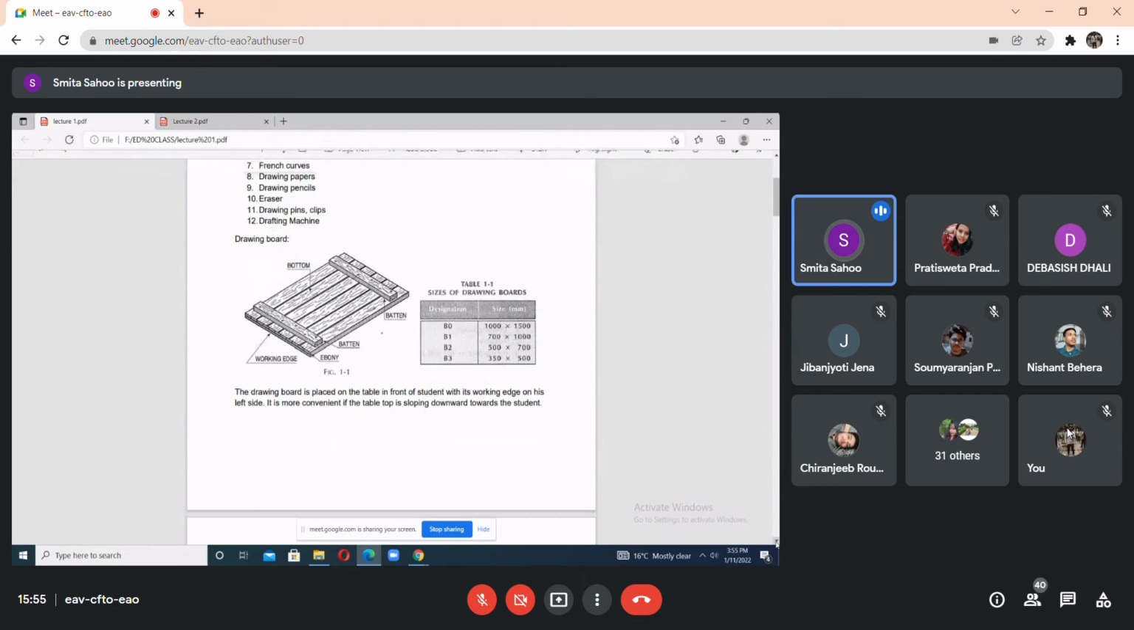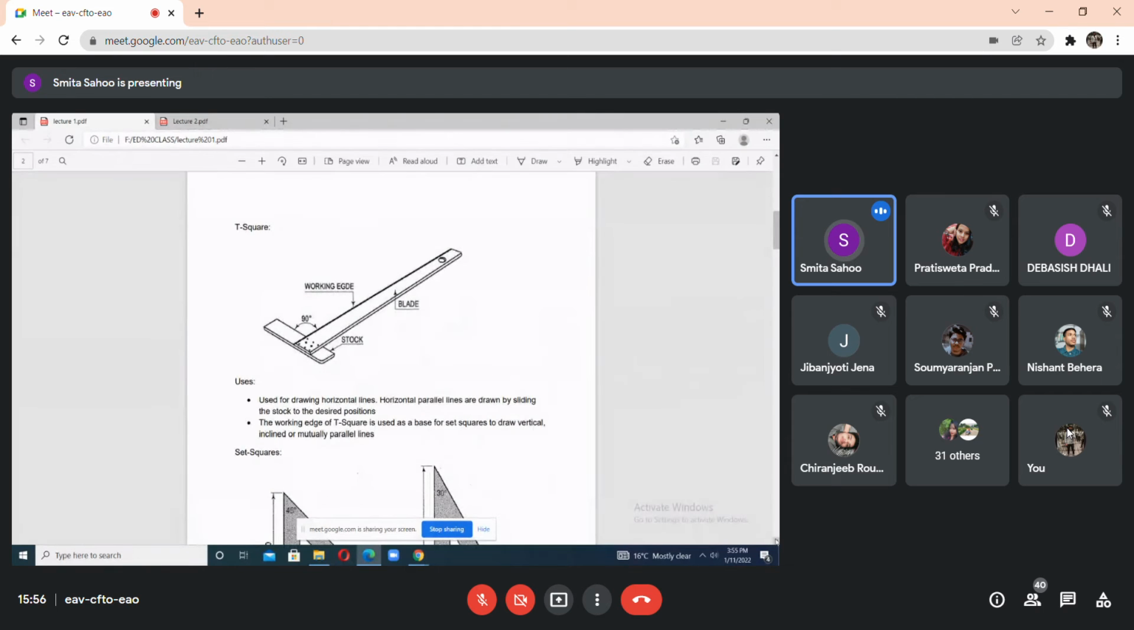Now see, this is the drawing board, and there are various sizes of drawing board. This drawing board helps us to clamp the paper on it and draw in a fixed state. And then we have the T-square. This is used for drawing straight lines, and the T-square has two parts, one is the blade and one is the stalk, and they are fixed at 90 degrees.